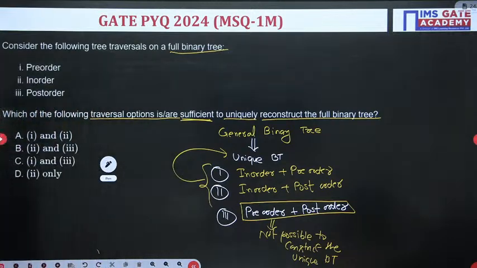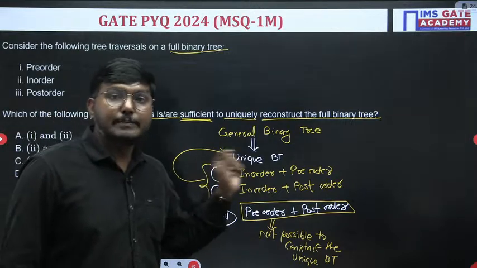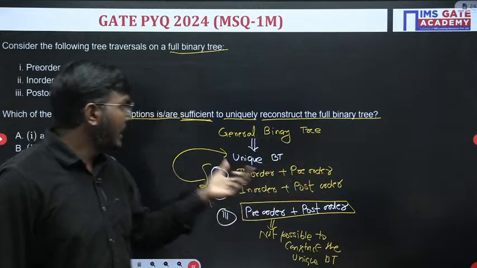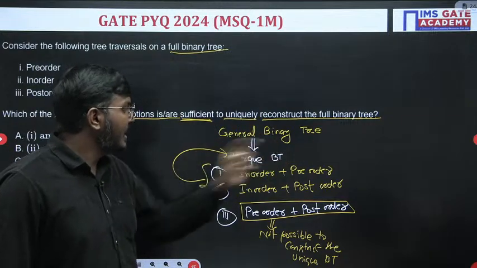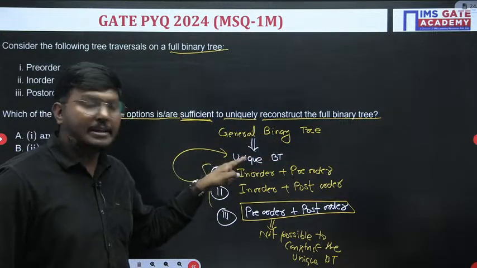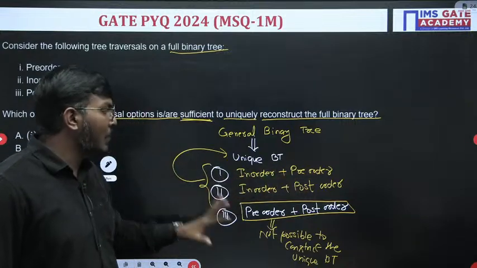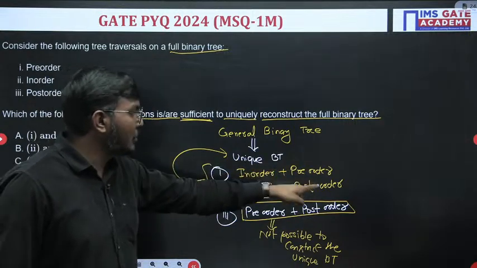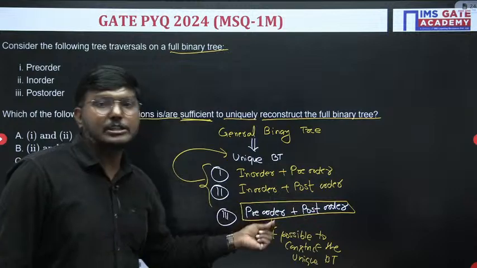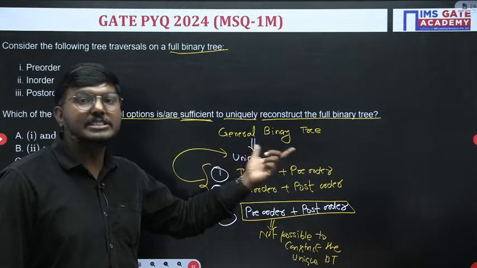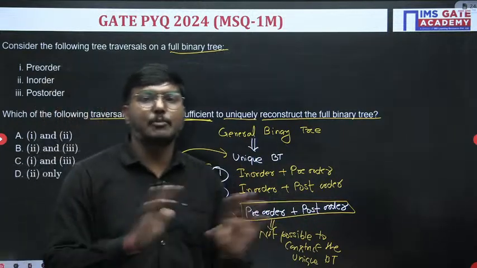Okay, so Akshay, only options A and B? No, it's not A and B, we'll discuss. Fine. So if it is a general binary tree, if nothing is special, then to construct the unique binary tree, in-order is required, means in-order with pre-order, or in-order with post-order. But if only pre and post are given, then it is not possible to construct the unique binary tree in case of a general one. General means there is no fixed property.